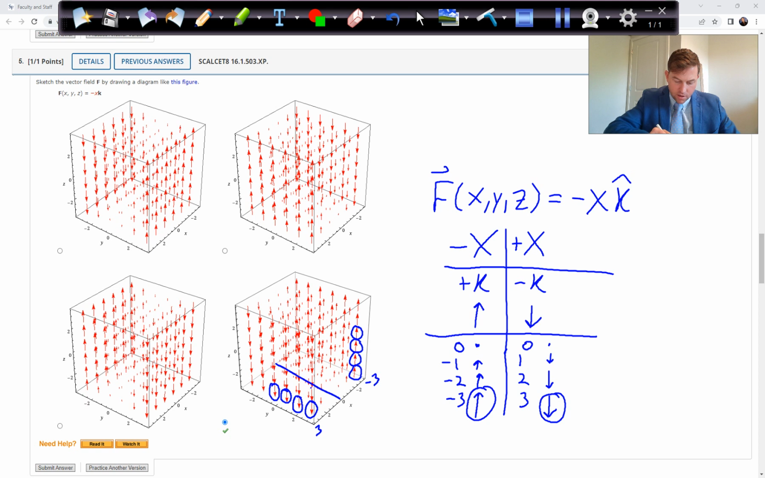And notice these also match all the way up, all the way over. So it's like an entire sheet, an entire plane of these arrows that match all along the x equals 3 plane and the x equals minus 3 plane. Okay, so we can just kind of logic our way through that one to get the right answer.